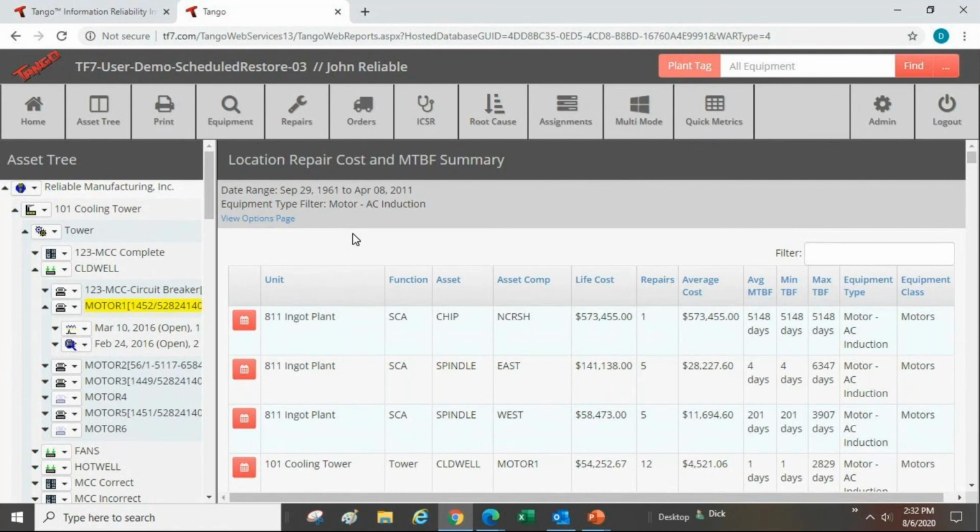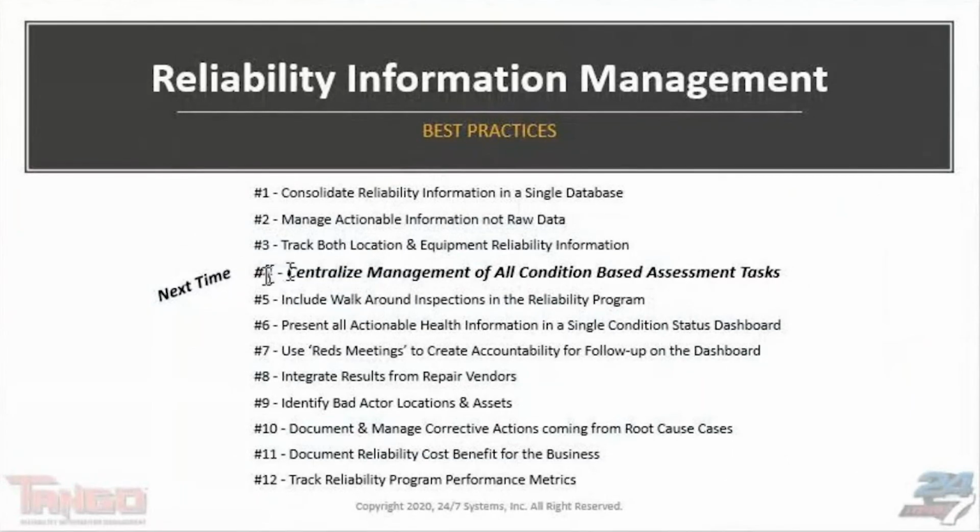So in a nutshell, we believe that it absolutely deserves to be best practice number 3 for reliability information management. Make sure that you're tracking both location history, and separately you're tracking the individual piece of equipment history and developing the information to be able to use both of those inventories to help you make better reliability decisions. Okay, with that, next time we're going to be talking about moving into the area of how to really be efficient in managing all of those condition-based monitoring tasks that are being done and how to make sure that you're getting the right things covered on the right kind of time intervals that you're expecting to be done.